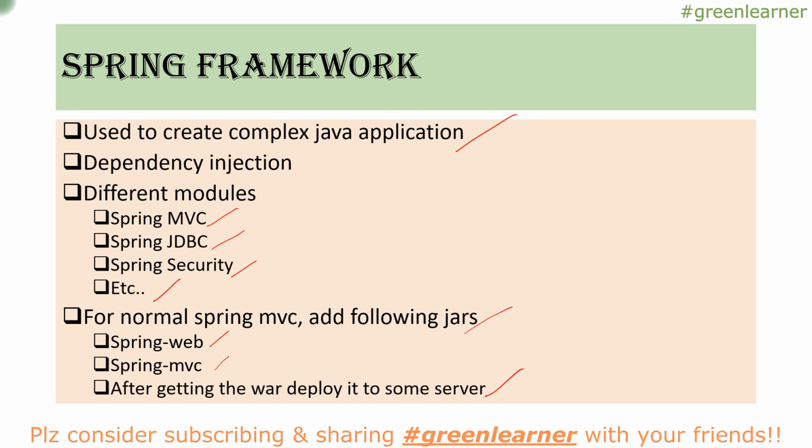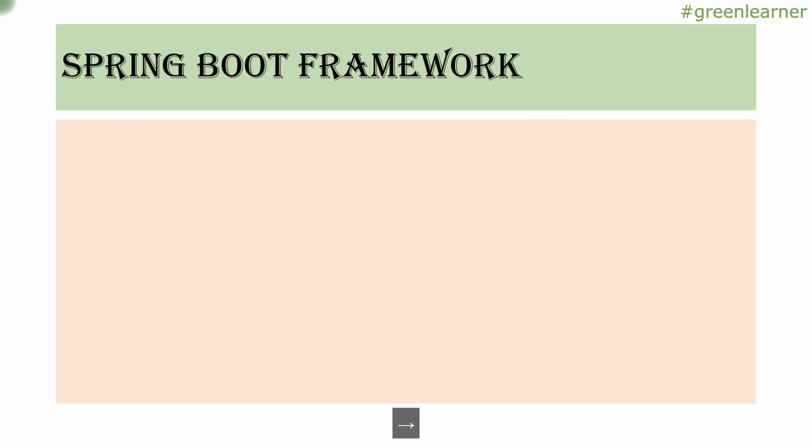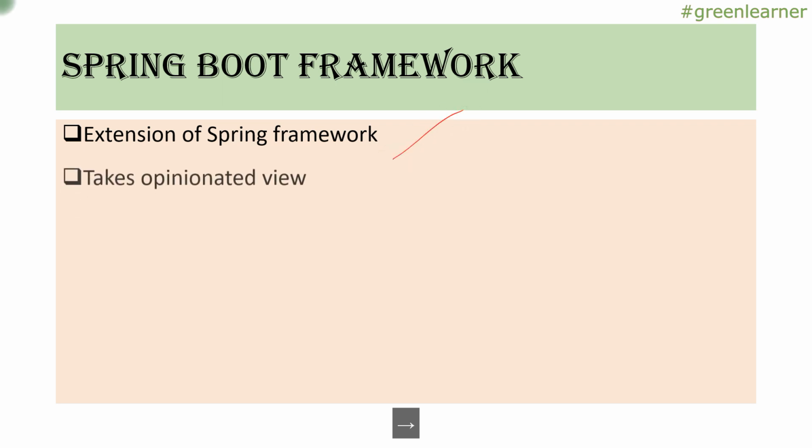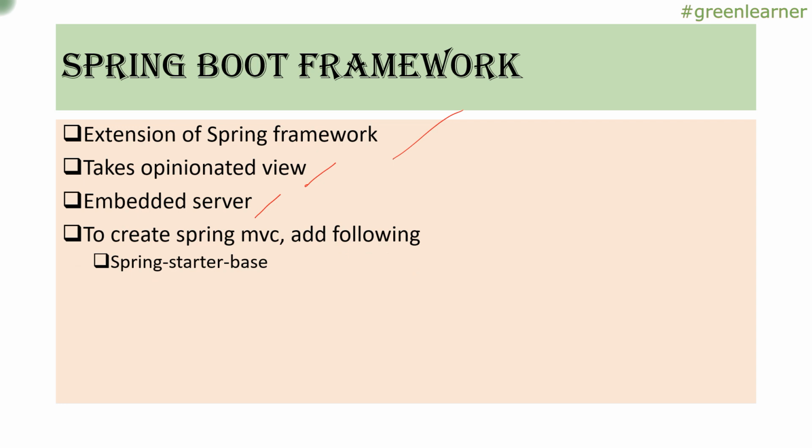And then Spring Boot comes after the Spring Framework. There are many advantages of Spring Boot over the Spring Framework. Let's cover that. It is an extension of the Spring Framework and it takes an opinionated view, so it gives you the default configuration when you start it. So you can focus on the business logic only and let the other things be taken care of by the framework itself. It has an embedded Tomcat server, so you do not have to configure that separately unless you want to customize things.